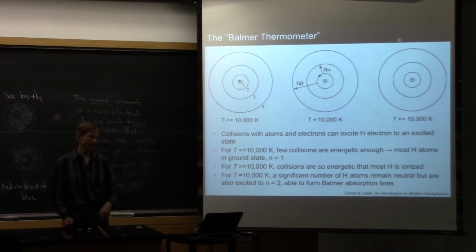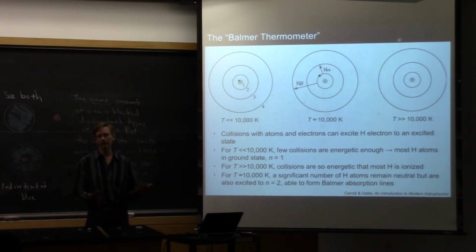And so that's the idea of the Balmer thermometer. In other words, you can look at the strengths of the hydrogen spectral lines and get information about how hot the star is. And if you combine that with information about lots of spectral lines for lots of elements, you get a pretty precise determination of the temperature. That was a lot. Any questions? Okay. Any next questions?